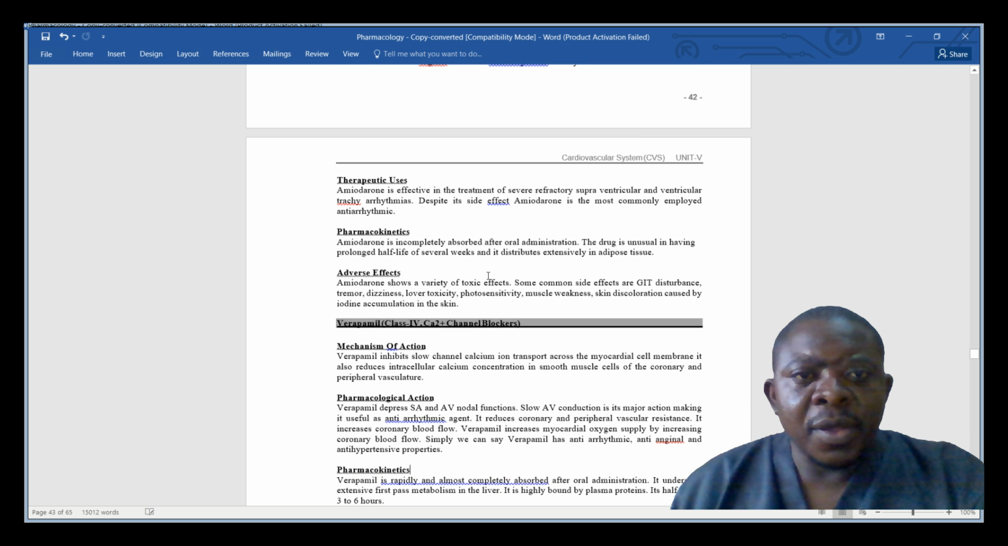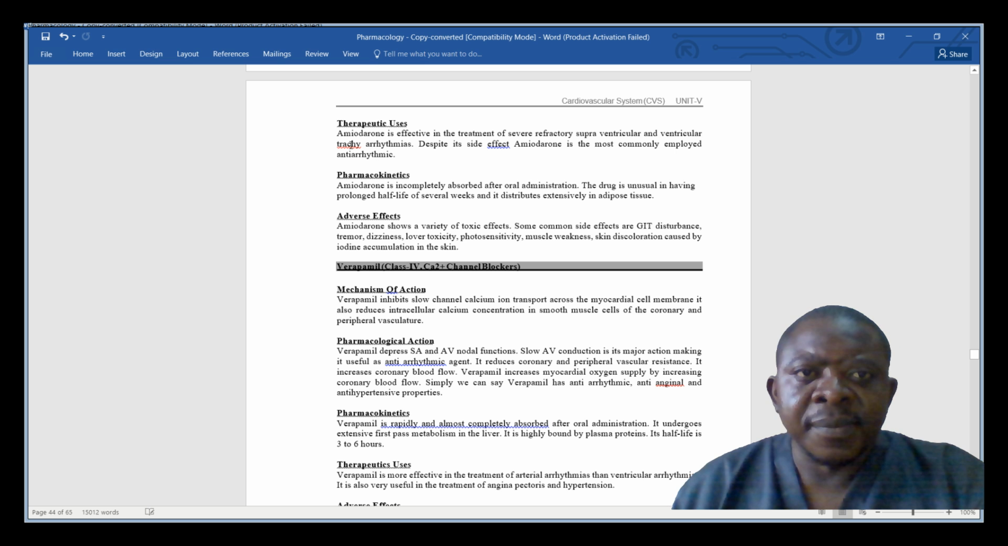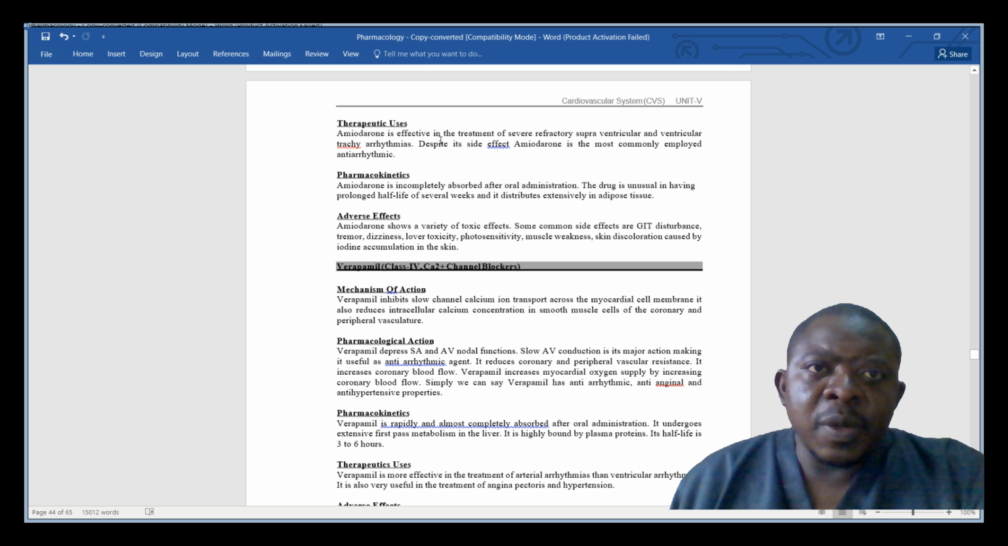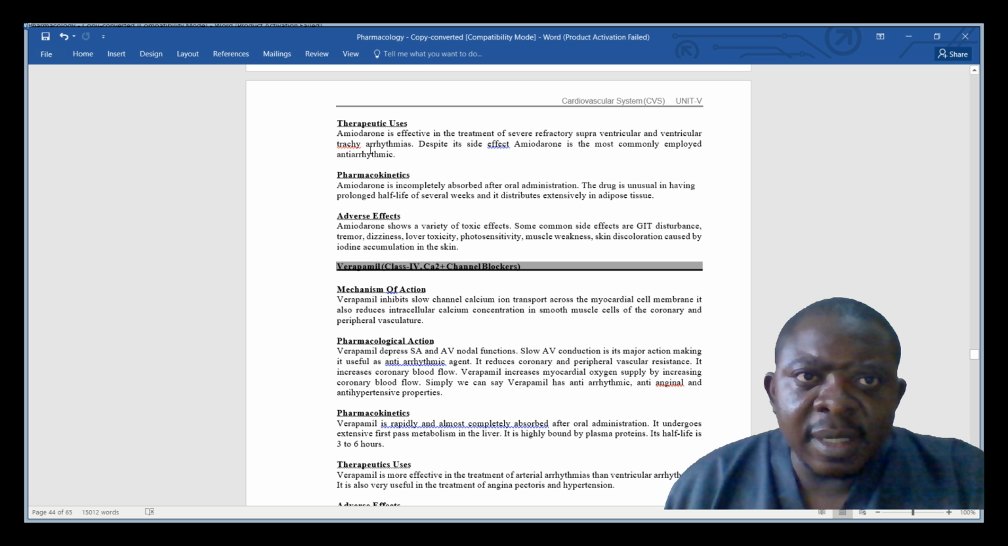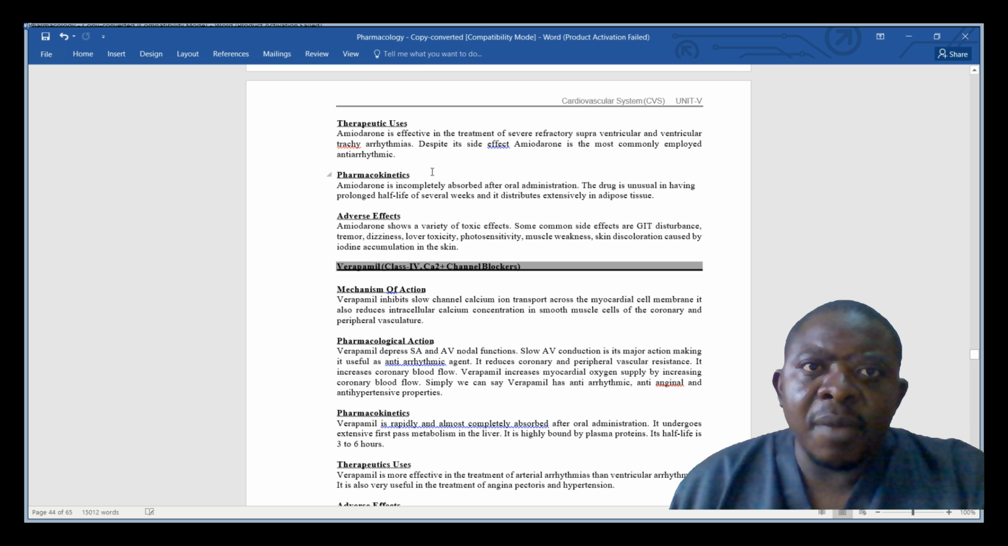Therapeutic uses. Amygdalin is effective in treatment of severe refractory supraventricular and ventricular arrhythmias. Despite its side effects, amygdalin is the most commonly employed antiarrhythmic drug.